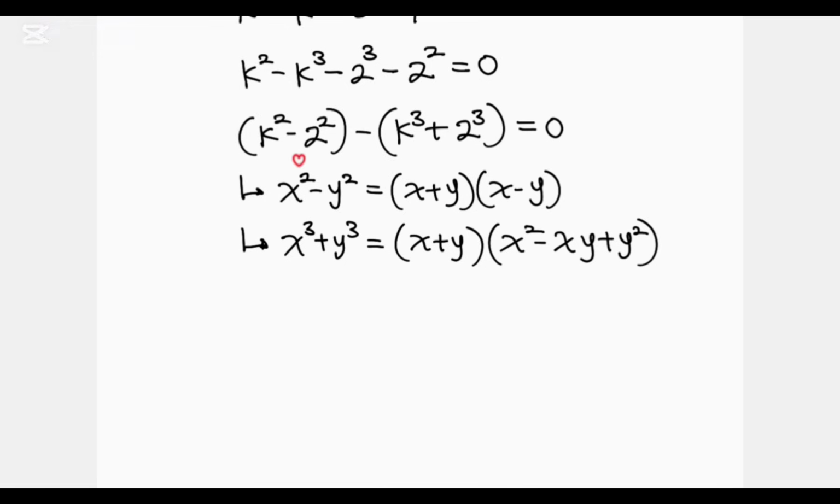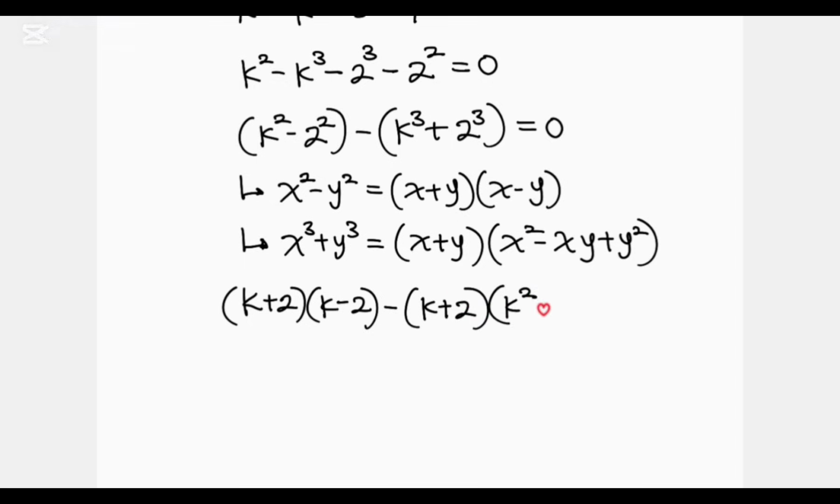Now, let's write the difference of 2 squares first in this form. So we have x plus y. Here it will be k plus 2 times x minus y. It will be k minus 2. Good. And then minus. Now this is sum of 2 cubes. Its identity, we have x plus y. So that will be k plus 2. Then we have x squared. That will be k squared minus, we have x times y, that will be k times 2, which is 2k. And then plus y squared, that will be 2 squared, which is 4. And this is equal to 0.